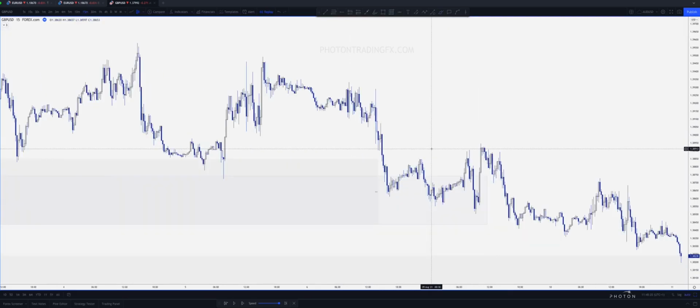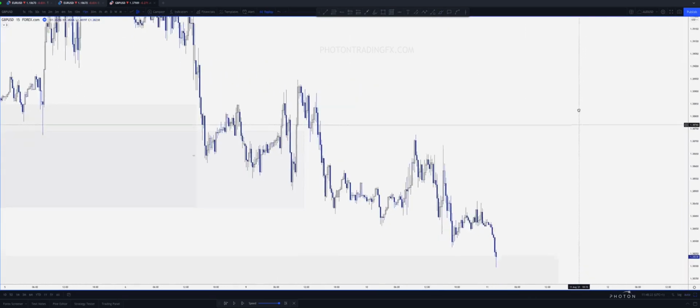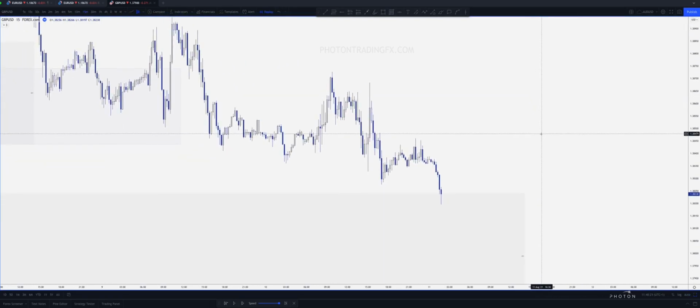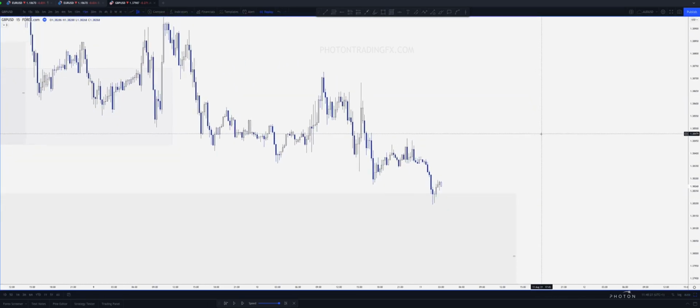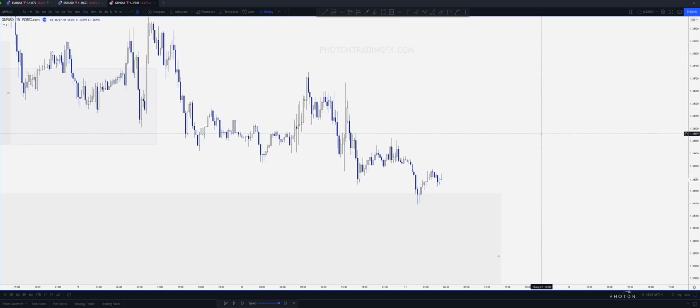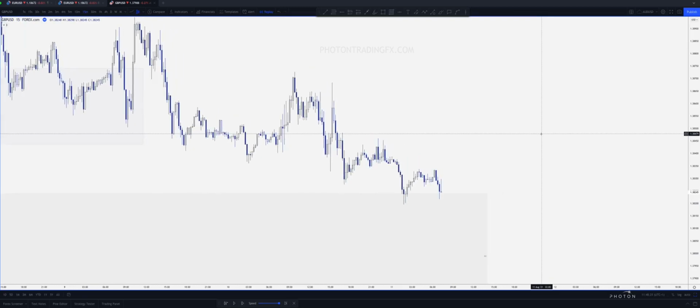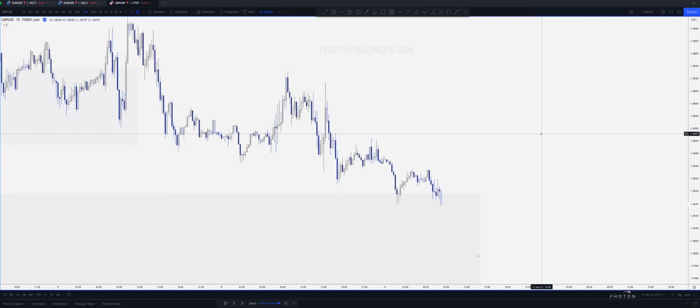So let's just refresh this a little bit and try and get this so we can see it. There we go. So price is tapping into our zone. Now I just want to see some real solid bullish price action on the 15-minute chart. Still very much bearish in this case, right? We don't have any sort of change of character.